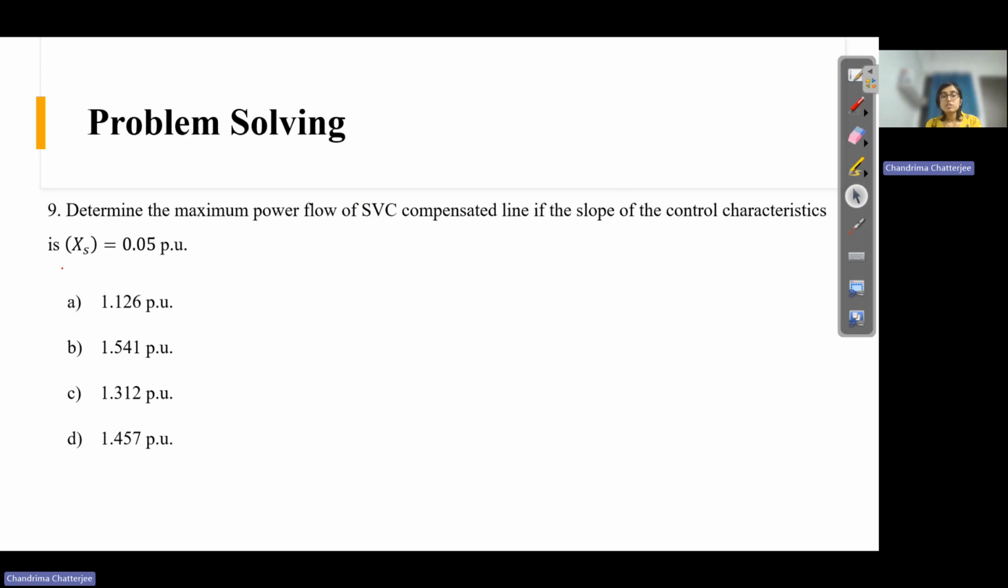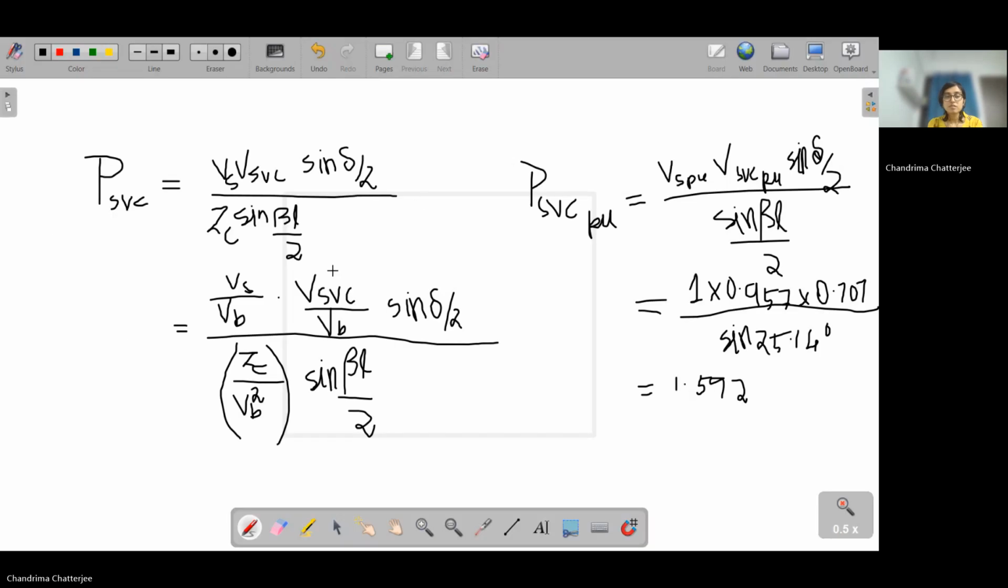We have a similar question with the difference that now the excess is 0.05 per unit. Just like we calculated the susceptance, here also we will have to make the necessary changes so that we can consider this excess value. So the only thing that will change is VSVC per unit here. Now VSVC per unit will be Vref plus ISVC.